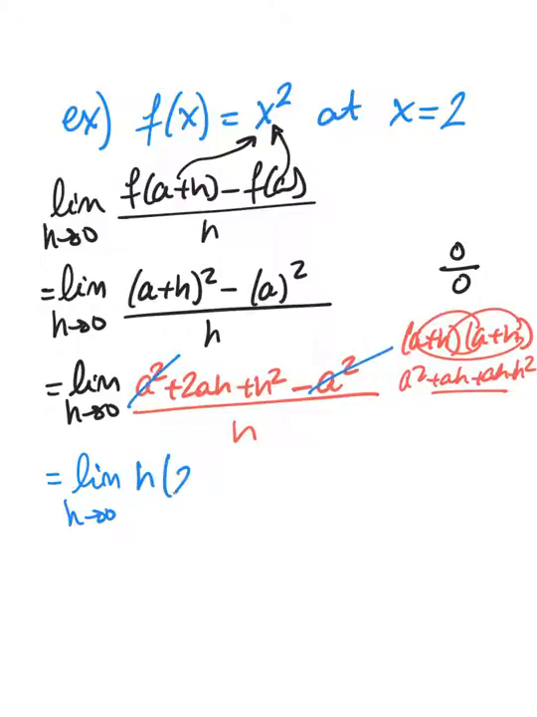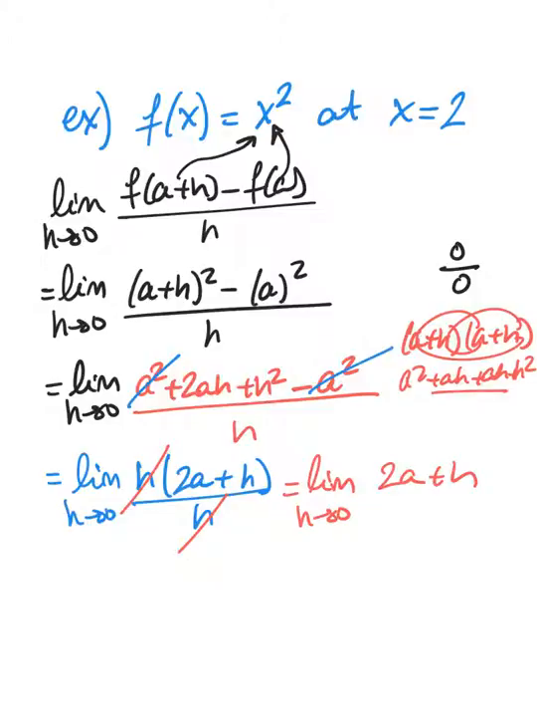So what I have left is then 2a plus, there's 2 h's here, I only took 1 out, so there's 1 h left, all over h. What happens to h over h? That cancels. Once that h in the denominator cancels, you're done, because you don't have 0 over 0 anymore. You just have the limit as h approaches 0 of 2a plus h. Plug in 0, you just get 2a.